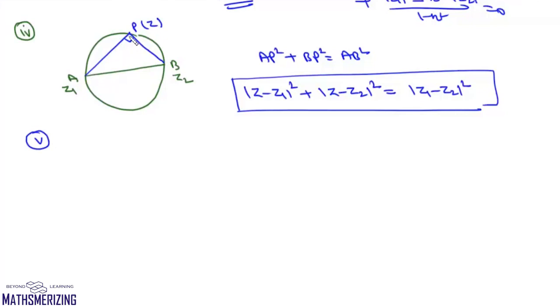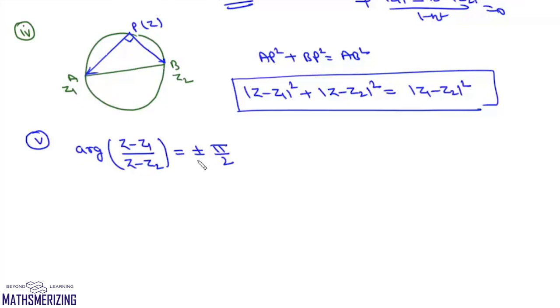Another way to write the same equation is using argument. Now we know that this angle is 90 degrees. Now we can write the angle between these two complex numbers, Z1 minus Z and Z2 minus Z. Then this angle must be pi by 2. So another way to write the equation of the same circle is in terms of argument. So if argument of (Z minus Z1) upon (Z minus Z2) is plus or minus pi by 2, then this Z will lie on a circle whose end points of diameter are Z1 and Z2.